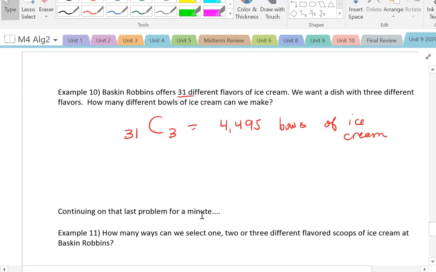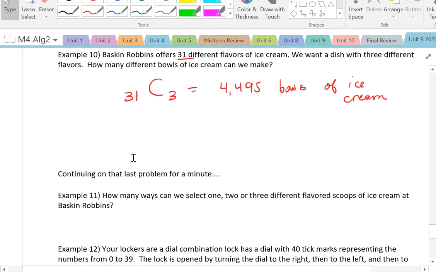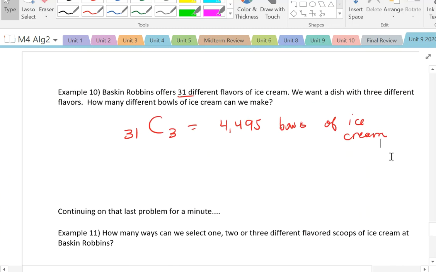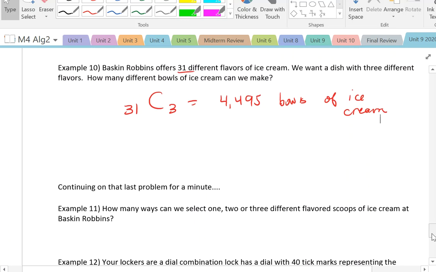Continuing on for a moment, how many ways can we select 1, 2, or 3 different flavors of scoops of ice cream at Baskin-Robbins? Because maybe I don't want 3 different flavors. Maybe I just want 3 scoops of vanilla or 2 scoops of chocolate, or just chocolate and vanilla. So I would have 31 choose 3 because that's 3 different flavors, 31 choose 2, and 31 choose 1. Well, 31 choose 3 is 4,495.